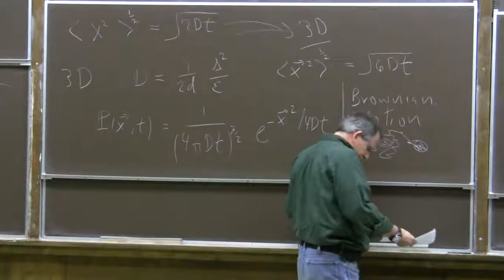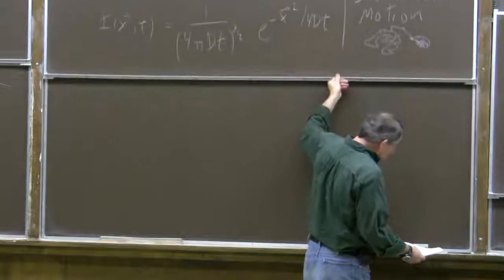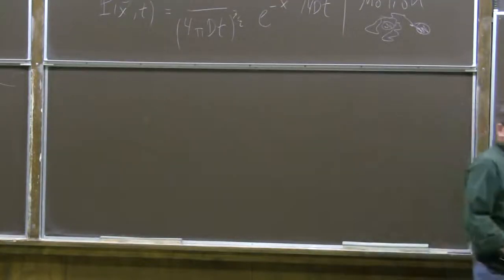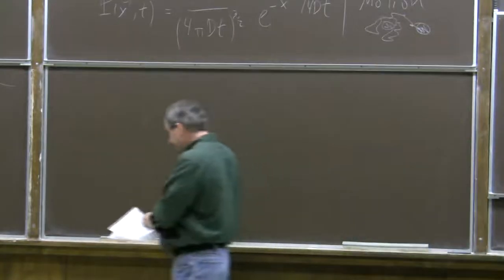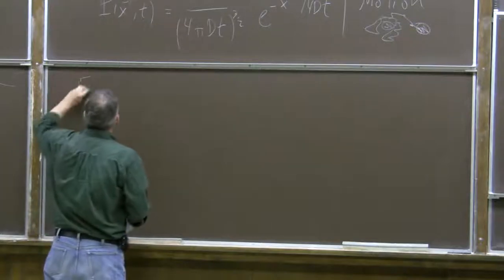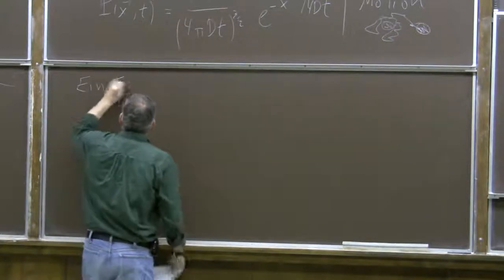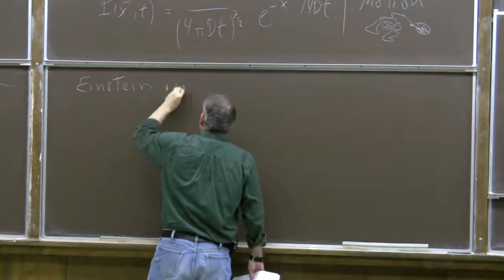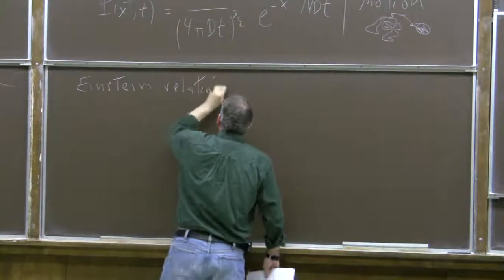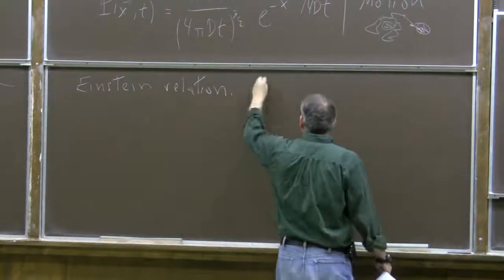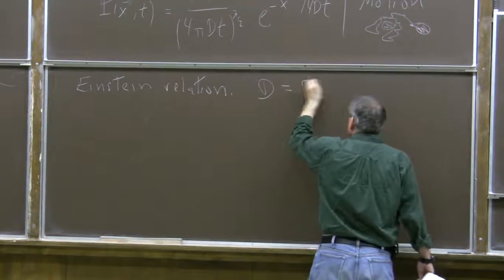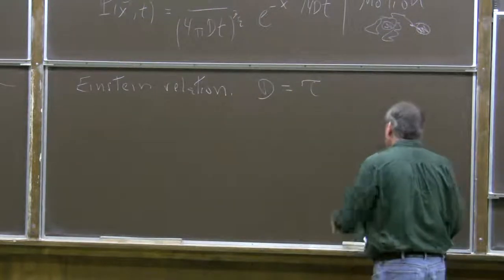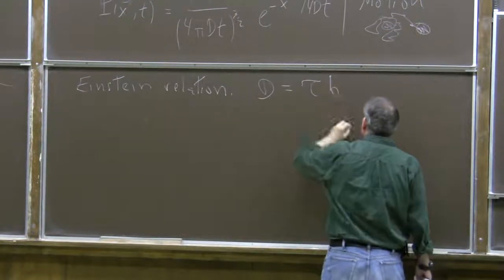And he also did another important thing, which is he explained what the diffusion constant was in terms of other, in principle, measurable quantities, called the Einstein relation, which is that the diffusion constant is equal to temperature times something called the mobility.